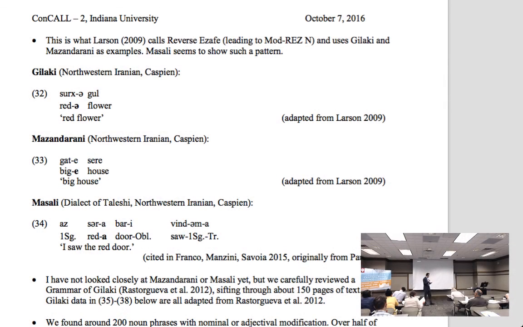Basically, you get a modifier, this thing that he calls reverse Ezafe, and the noun, and uses Gilaki and Mazandarani as examples. He has several examples. All of them, I think, are questionable for different reasons. I picked the ones that looked more straightforward. So the Gilaki example, Sorche Gol, read this schwa, I put a schwa, trying to be neutral about what it is, and then flower, red flower, and then for Mazandarani we have big, this A, and then house, big house.